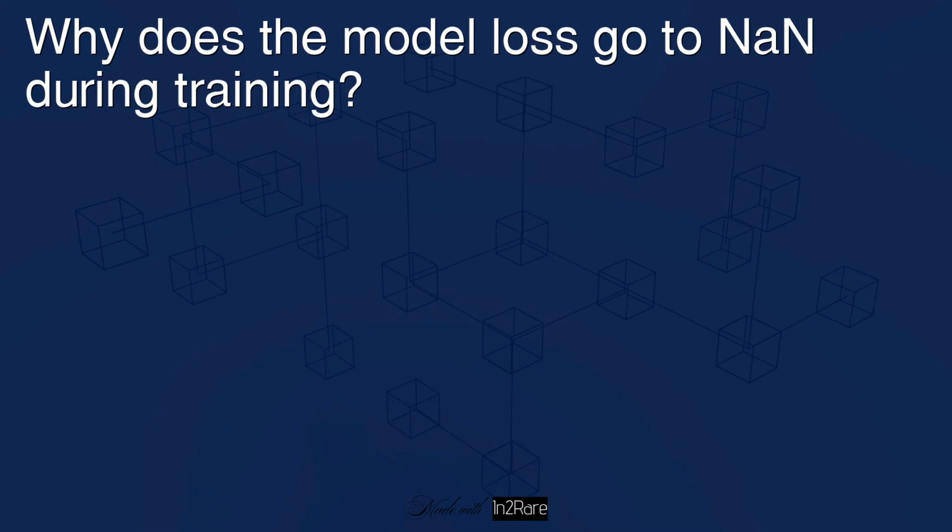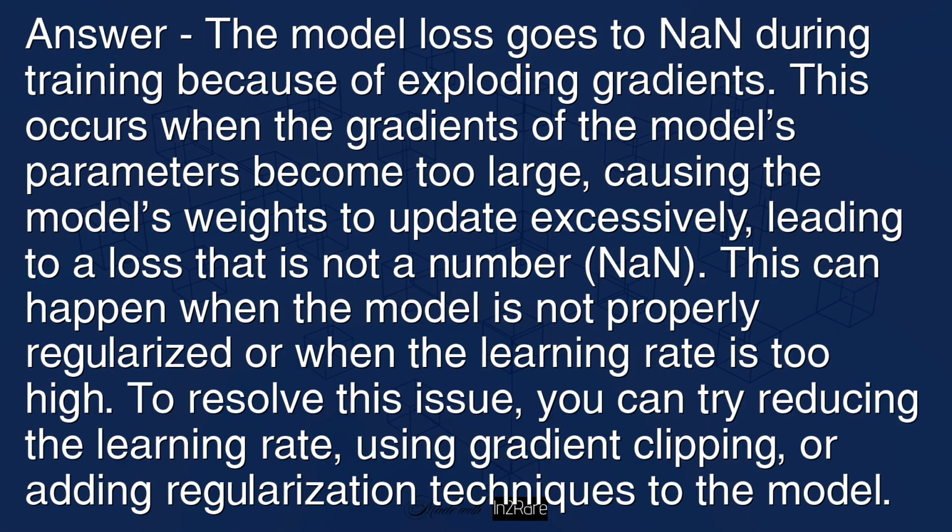Why does the model loss go to NaN during training? Answer: the model loss goes to NaN during training because of exploding gradients. This occurs when the gradients of the model's parameters become too large, causing the model's weights to update excessively, leading to a loss that is not a number, NaN. This can happen when a model is not properly regularized or when the learning rate is too high. To resolve this issue, you can try reducing the learning rate, using gradient clipping, or adding regularization techniques to the model.